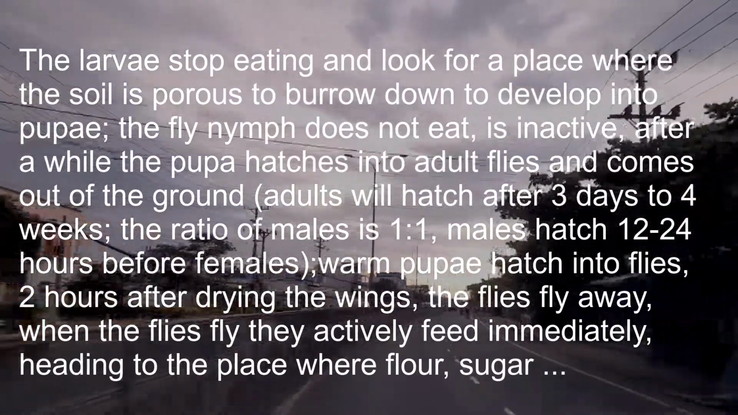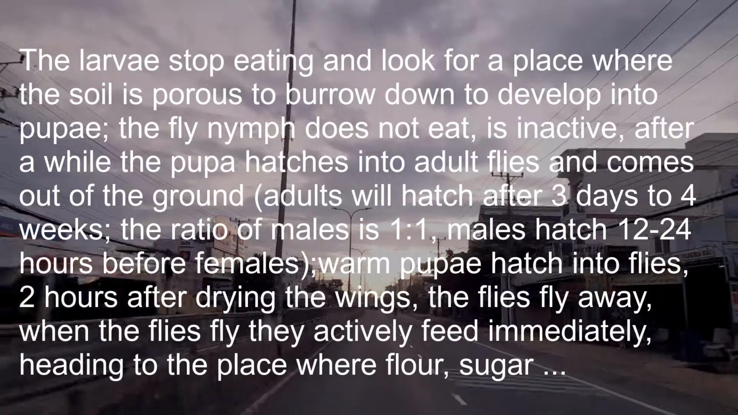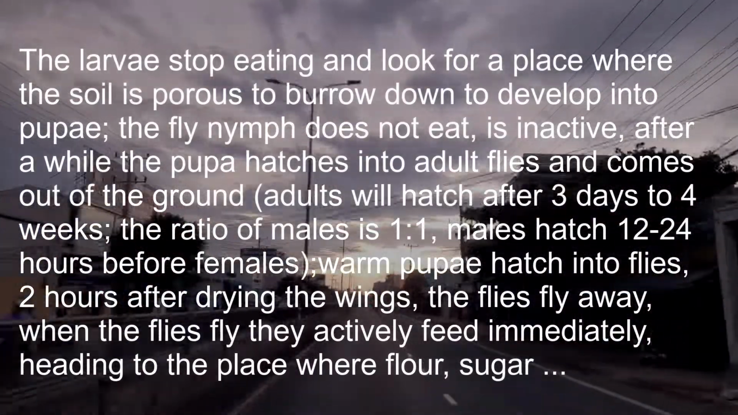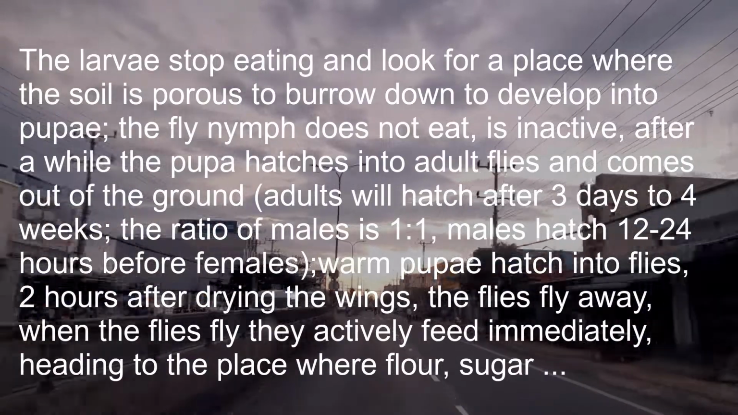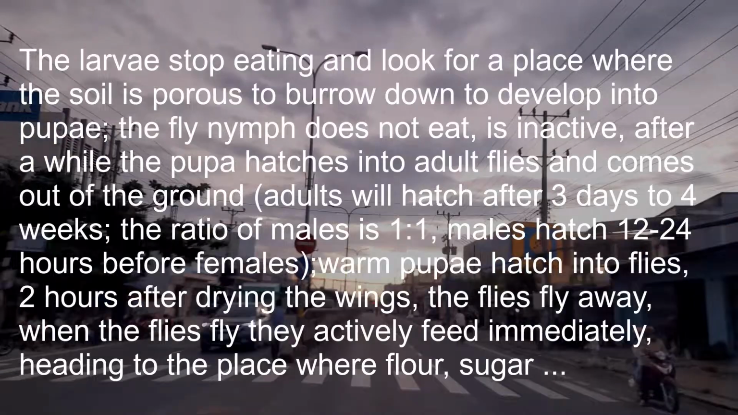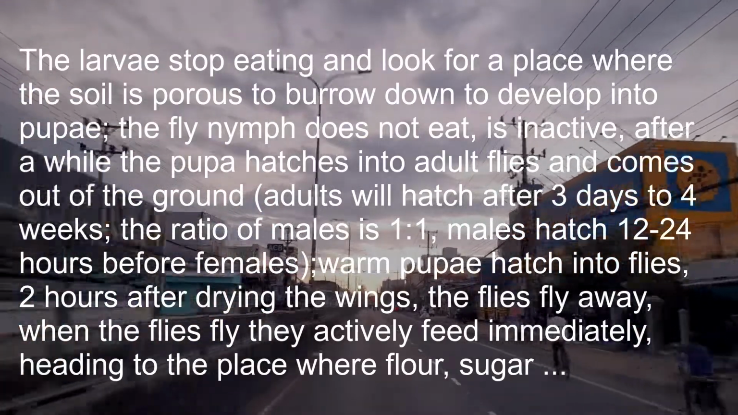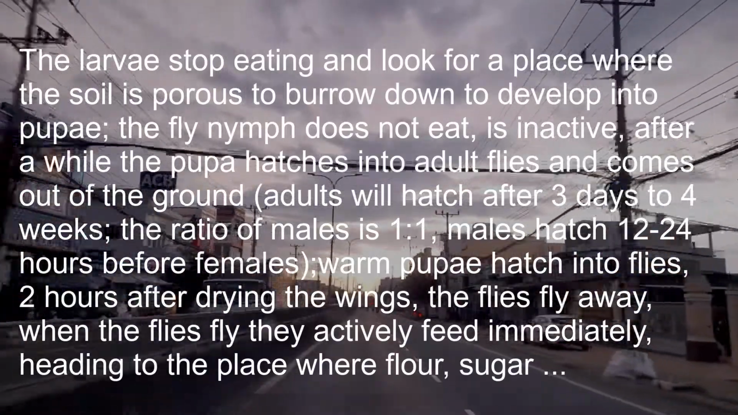The ratio of males to females is 1 to 1. Males hatch 12 to 24 hours before females. Newly hatched flies fly 2 hours after drying their wings. The flies fly away. When the flies fly, they actively feed immediately, heading to places where there is flour, sugar.